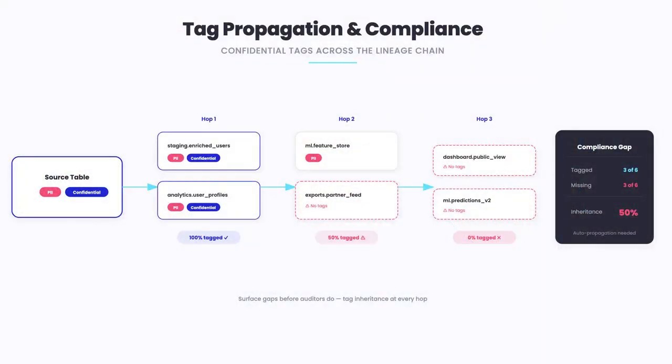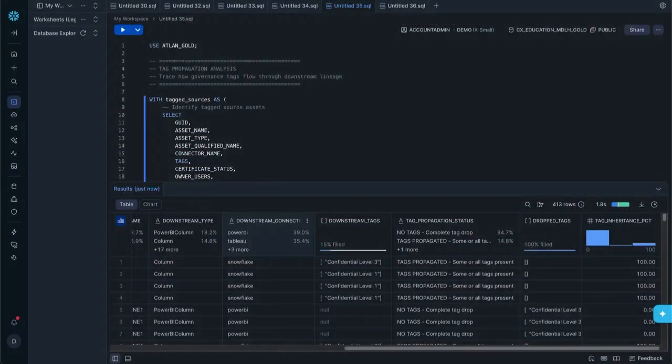From cost to compliance, the next use case is making sure our confidential assets carry the right tags all the way through the lineage chain. Tagging an asset as PII or confidential in Atlan is one thing. Knowing whether that tag is propagated to all downstream consumers through multiple lineage hops across multiple steps in the lineage graph is another. The metadata lakehouse lets us calculate tag inheritance percentages at each hop and identify downstream assets where coverage has dropped.